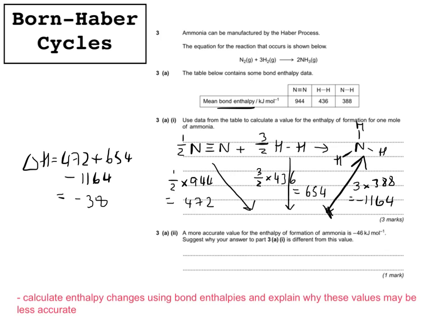And then it says a more accurate value for the enthalpy of formation of ammonia is minus 46. Suggests why your answer to part 3A1 is different from this value, and that's because, as you learned in Chem 2, these values are averages taken over a range of compounds, and so are not specific to these bonds here in this formula. So bond enthalpies are averages taken over a range of compounds.